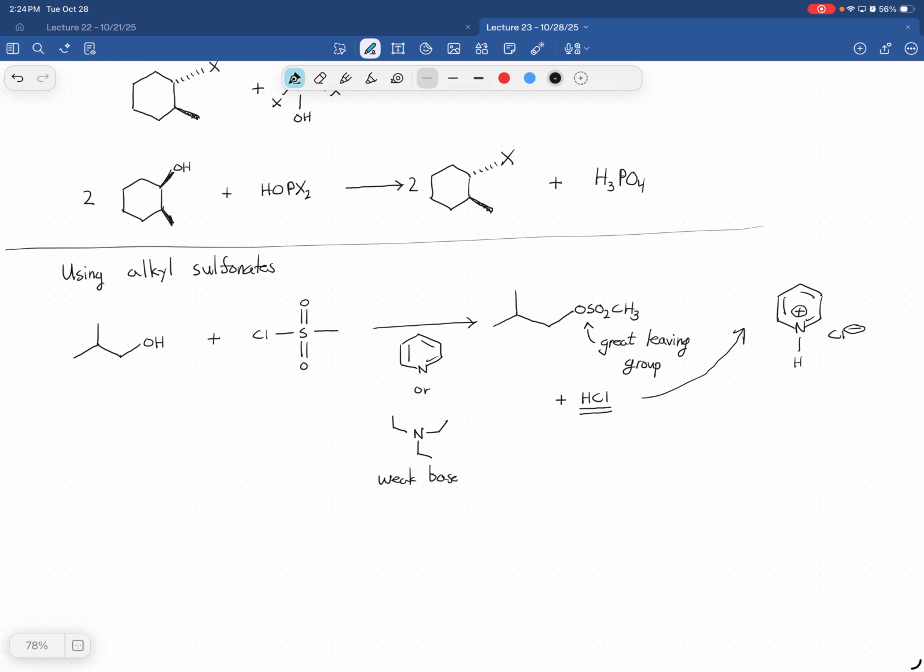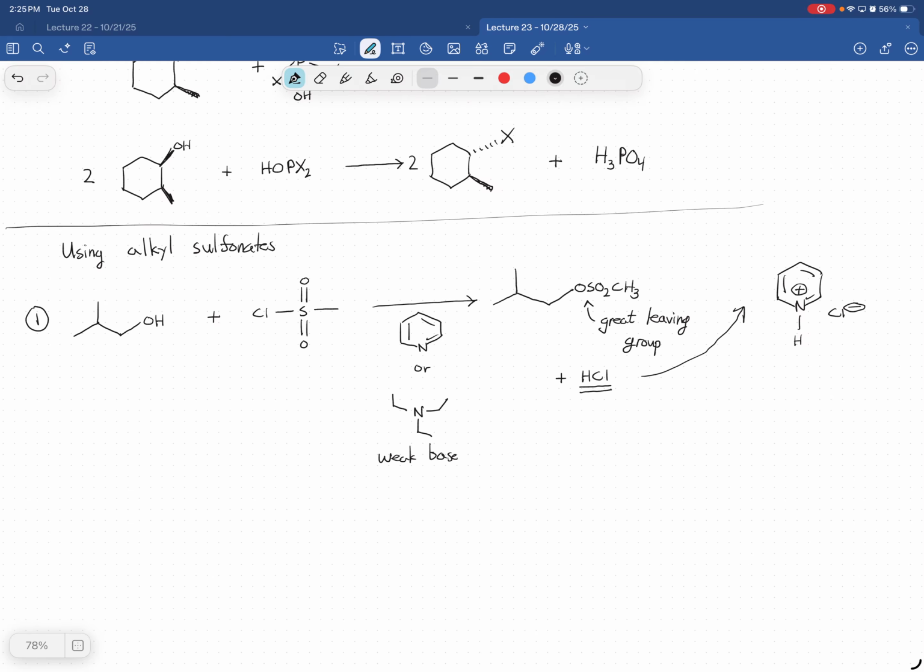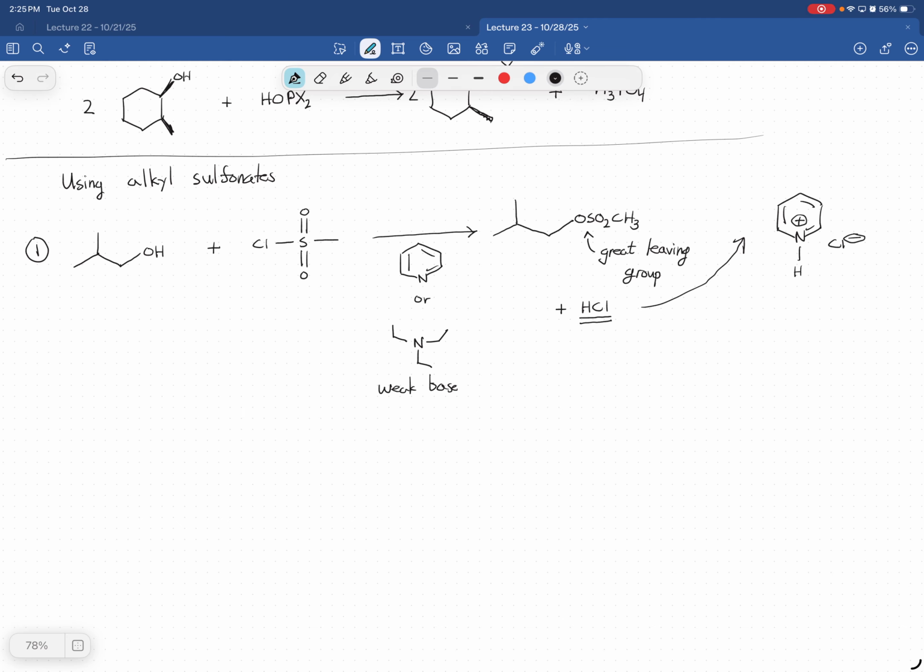But what's the point of making this group in the first place? Well, this is a 2-step way to convert an alcohol to an alkyl chloride. So not the best because you have actually 2 steps to remember. So this is the first step, forming the alkyl sulfonate. And then 2 is using it. So let's use an example here. Let's just show an example of how it's used.